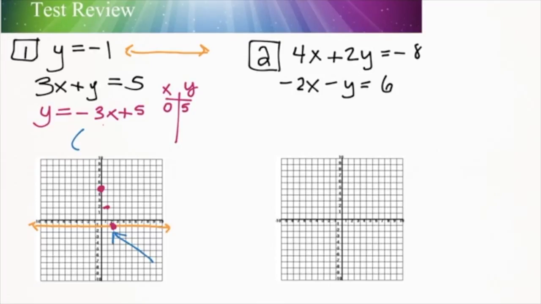Okay? So I just marked the points for my line, and all of a sudden I noticed that I'm at 2, -1 is where I intersect with the y equals -1 line. So my answer is 2, -1.